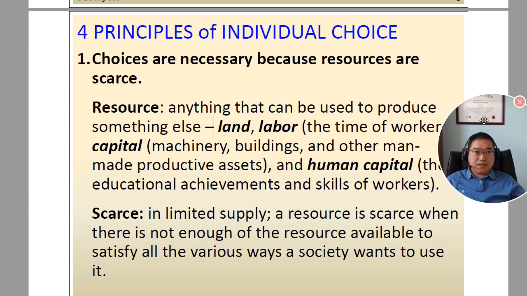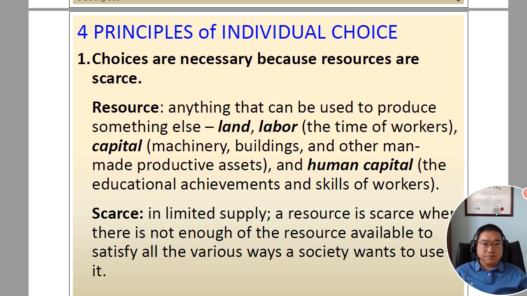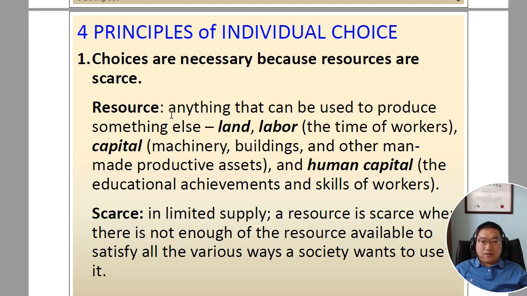Let's look at the related concepts. Resource: there can be land, which is actually a kind of capital. Labor: the time of workers. Labor is a simpler task, or easy-to-learn tasks that you repeat. Now, capital is machinery, buildings, and other man-made productive assets, meaning assets you can use repeatedly to produce either goods or services.